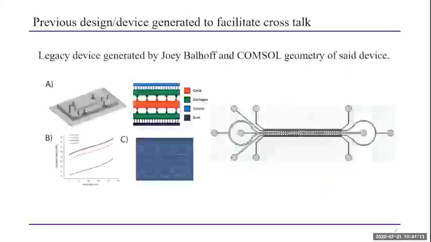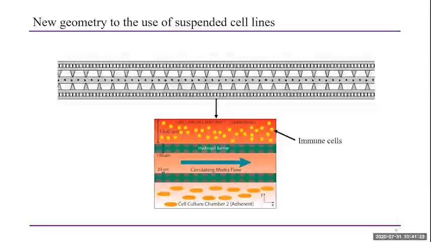Pictured below is a legacy device generated by Joey Bauhoff that has helped guide my work on COMSOL. However, this is not the device we have been using in the lab. This is just to guide my COMSOL work. So using COMSOL and online software, I was able to generate this new geometry. And in this geometry, I focused on moving from a hexagonal shape to a trapezoidal shape.